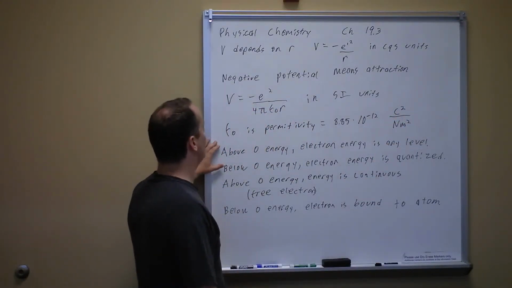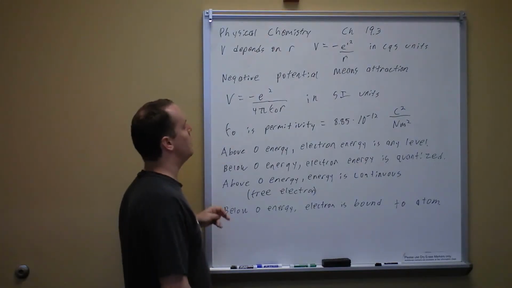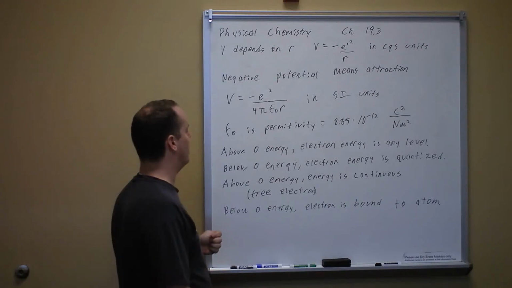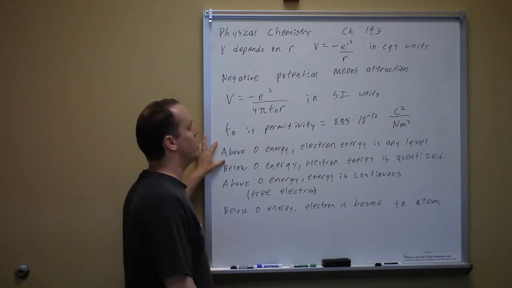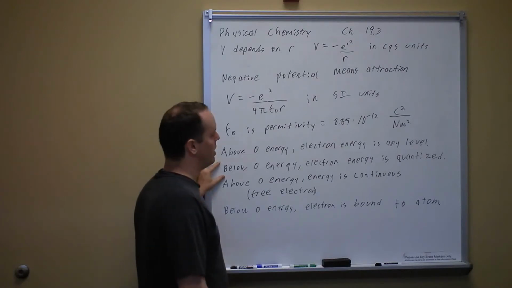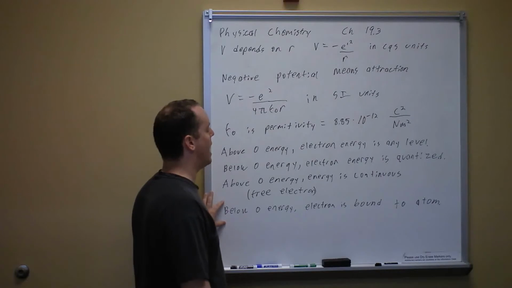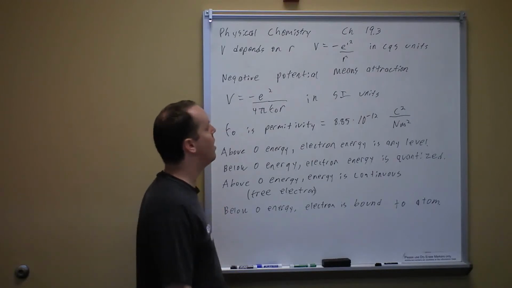Now, above 0 energy, thinking of the graph on the previous slide, the electron can have any amount of energy. It's continuous, because we're talking about a free electron. Below 0 energy, the electron energy is quantized. Remember, that's because the electron is bound to the atom, so you have to think more like the particle in the box scenario.